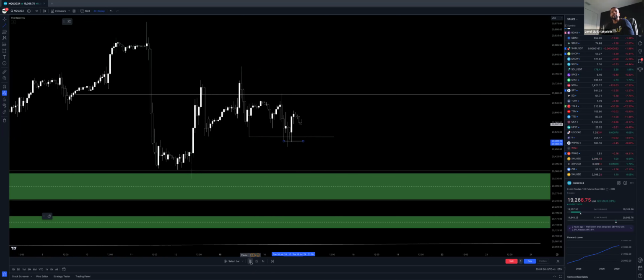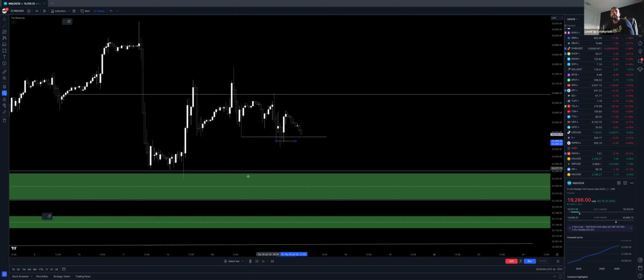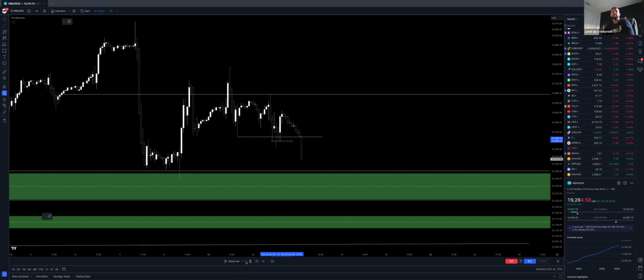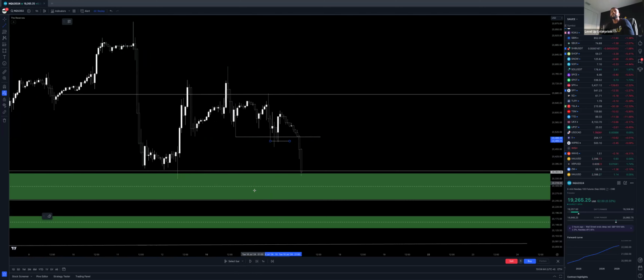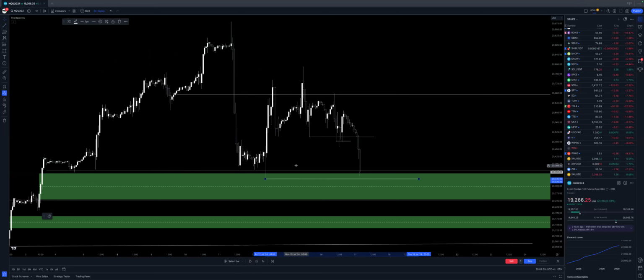Price continues. All right, I care about this liquidity point, and I also care about that fair value gap at the bottom. Now here's where it gets interesting. Why? Because here, not only do we have a fair value gap, but we also have liquidity. Another swing point, liquidity. So I'm looking for price to actually come out and take that liquidity.